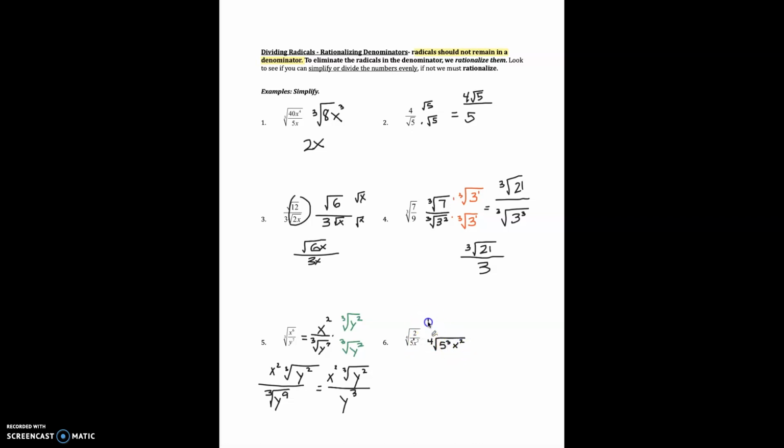So to rationalize this, we're going to multiply by the 4th root of 5 to the 3rd x squared. So my denominator will become, and I'm just going to do the denominator here, put n for numerator, the fourth root of 5 to the fourth, x to the fourth. They're both, again, fourth roots, so the denominator will be 5x.